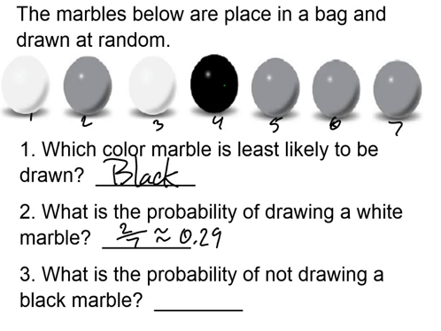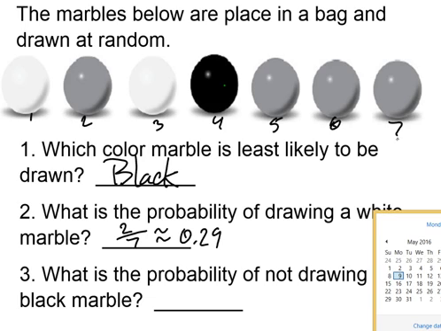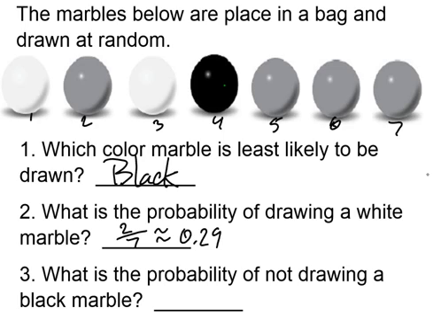What is the probability of not drawing a black marble? Since there is 1 black marble and 6 other marbles, that means 6 other marbles are not black. So that'd be 6 marbles out of 7, which is approximately 0.86.